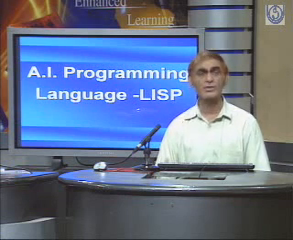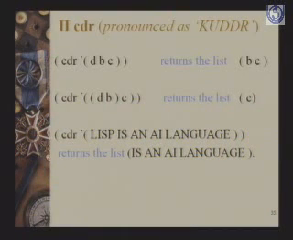So CDR, please look at the slide: CDR of the list DBC. First of all, I must make it very clear that, like the operation car, CDR also takes only a list. If a quoted list is not supplied as its argument, then there will be an error. So CDR of quoted list DBC drops the first element. Whatever is left in the list is written as the value of the CDR of the list. So in this particular case, CDR of quote DBC will return the list BC.